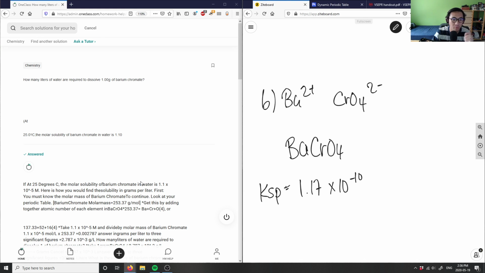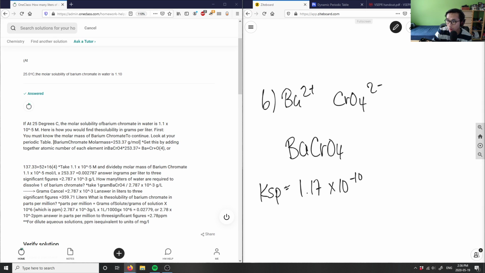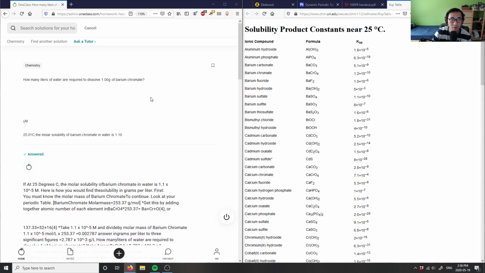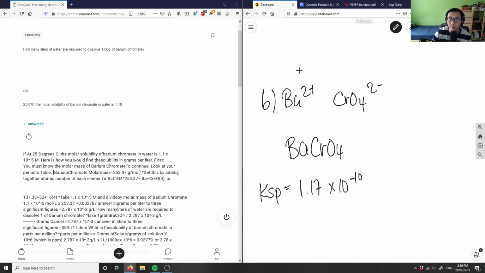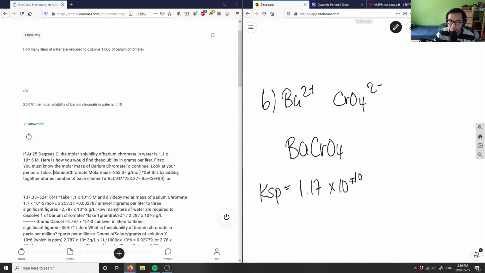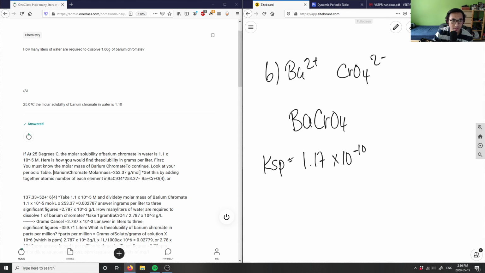And this here says barium chromate in water is 1.1 times 10 to the negative 5. So I don't know where they're getting this kind of KSP value, but I think their KSP value is wrong already. I'm taking my KSP table from this guy here. So if you look at our KSP solubility product constants here, we're looking at barium chromate. It's 1.2 times 10 to the negative 10 here. And they should give you this in your test. So immediately this answer is already wrong, because the molar solubility here is already wrong.